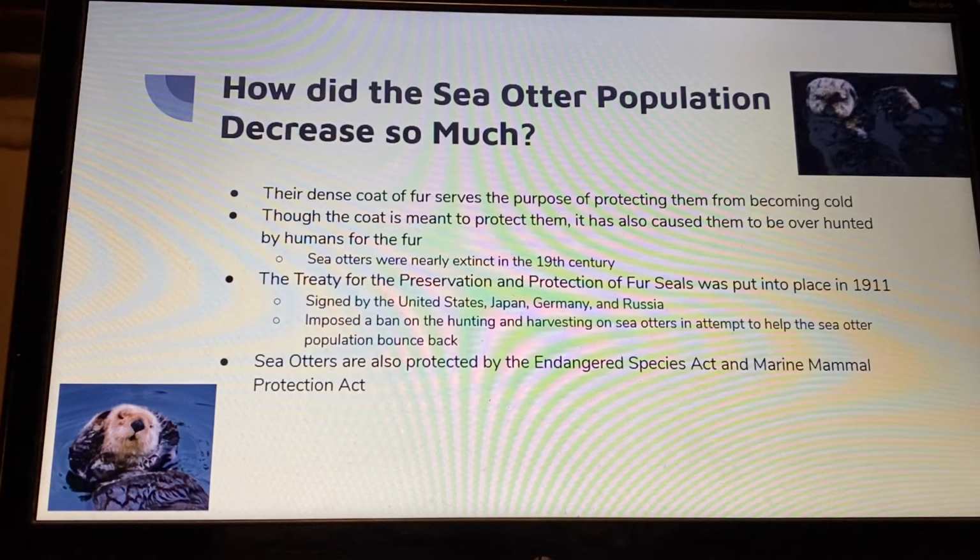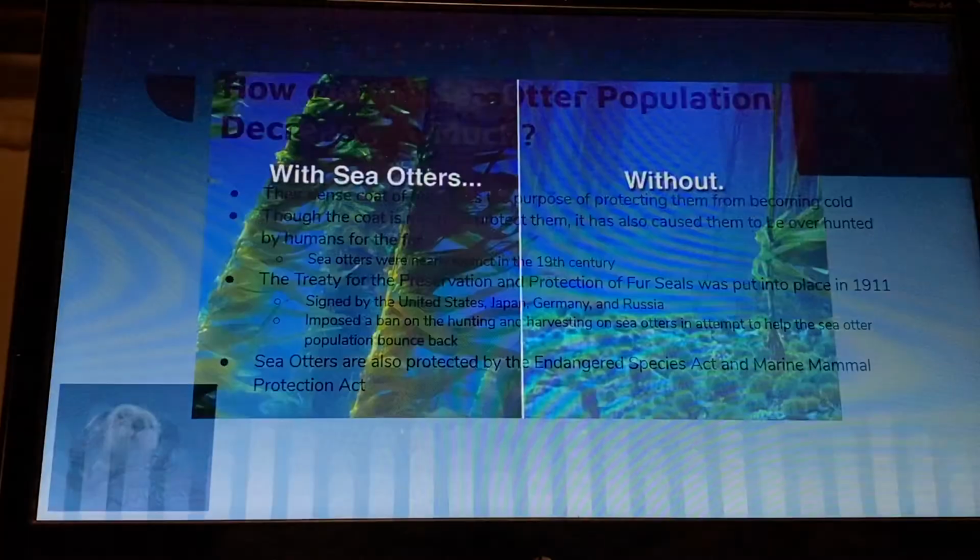But then the Treaty for Preservation and Protection of Fur Seals was put into place in 1911 to protect them against overhunting. And this was signed by the US, Japan, Germany, and Russia. Basically, it imposed a ban on hunting and harvesting of sea otters in an attempt to help the population regrow and get back to what it was before the overhunting happened. And then sea otters are also protected by two other acts, the Endangered Species Act and the Marine Mammal Protection Act.